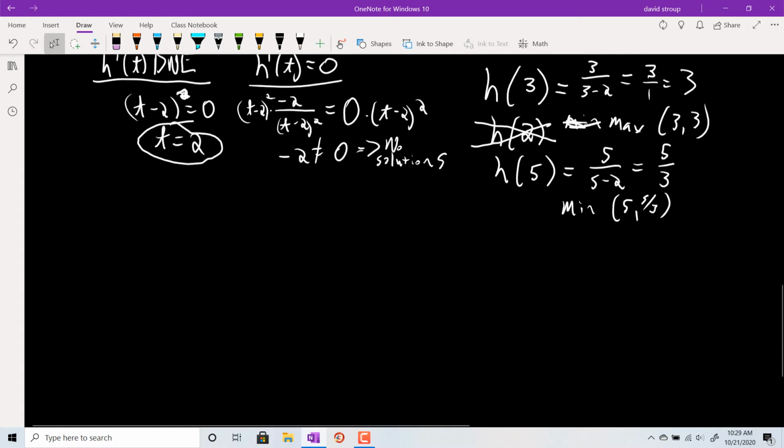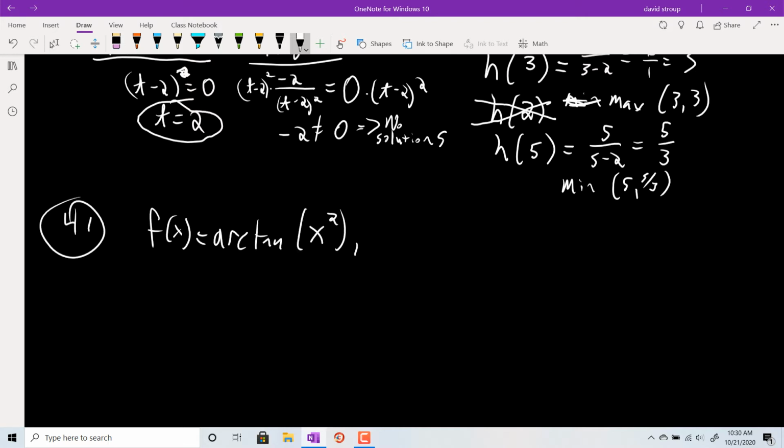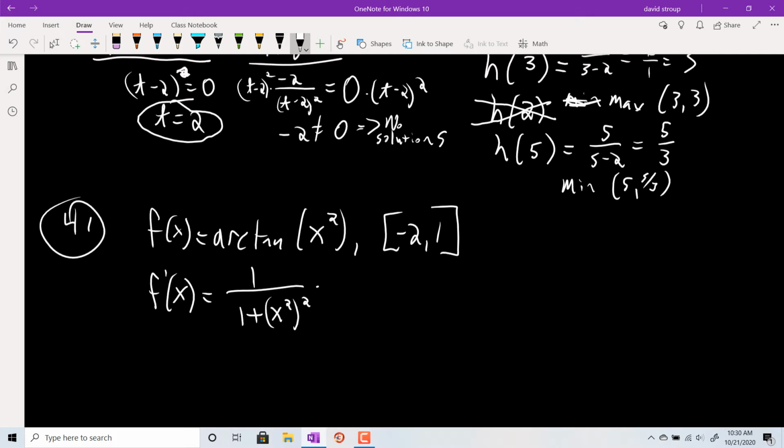Okay. Let's look at one more of those. This is problem 41 in the book. We have f of x equals arctan of x squared on the interval from -2 to 1. Again, you need the derivative, then find the critical numbers, and evaluate the function at the critical numbers and the endpoints. So f prime of x is 1 over 1 plus (x squared) squared times the derivative of the guts, which will be 2x. So we'll have 2x all over 1 plus x to the 4th.